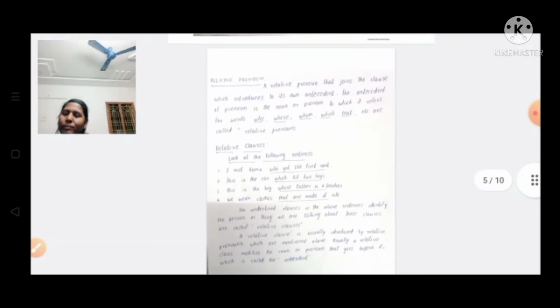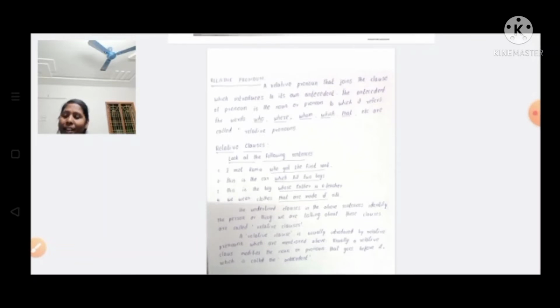Relative pronoun. A relative pronoun joins the clause which is introduced to its own antecedent. The antecedent of a pronoun is the noun or pronoun to which it refers. The words who, where, whom, which, that, etc. are called relative pronouns.